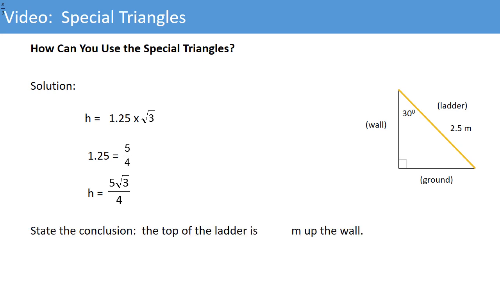So the conclusion: the top of the ladder is 5 square root 3 divided by 4 meters up the wall in exact value form.